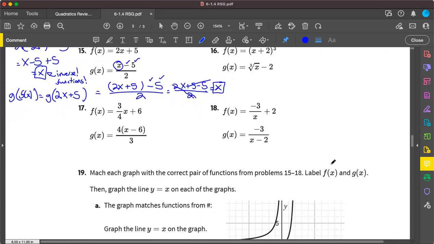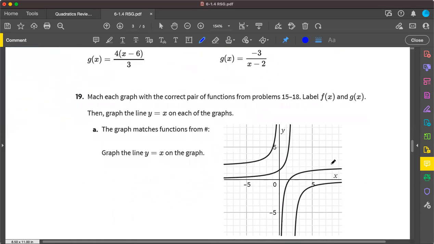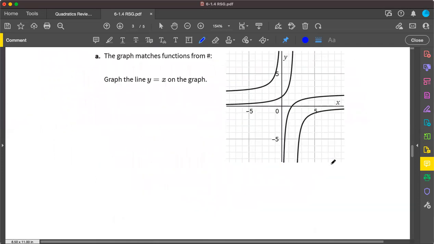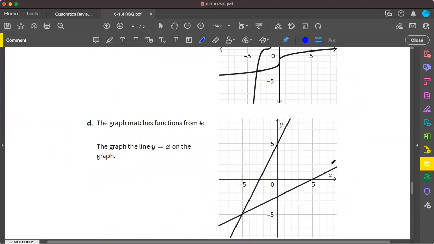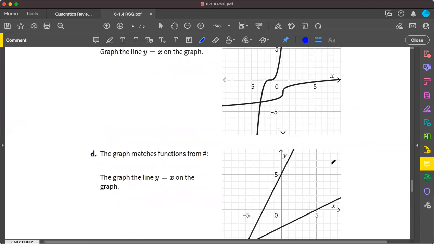You'll probably do the same thing for all of these other ones, 16, 17, 18. So do that similar kind of setup. We'll skip 19. But again, if you have questions on these, let me know. Well, maybe we'll do one.